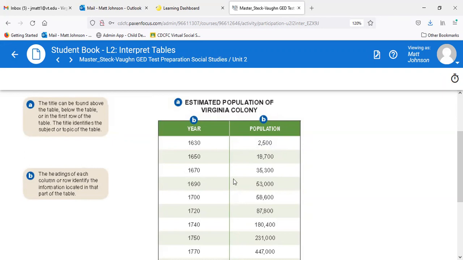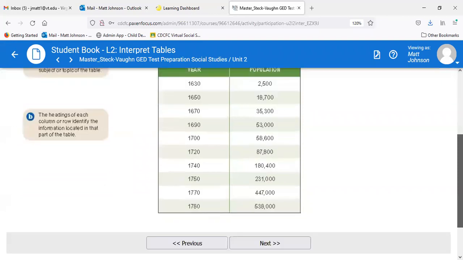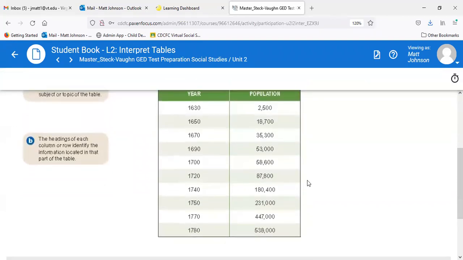So the table we have here shows the population increase over the first, let's see here, like 150 years. And we see an incredible growth in population there, from 2,500 in 1630 up to 538,000, which would have been right towards the end of the American Revolution.